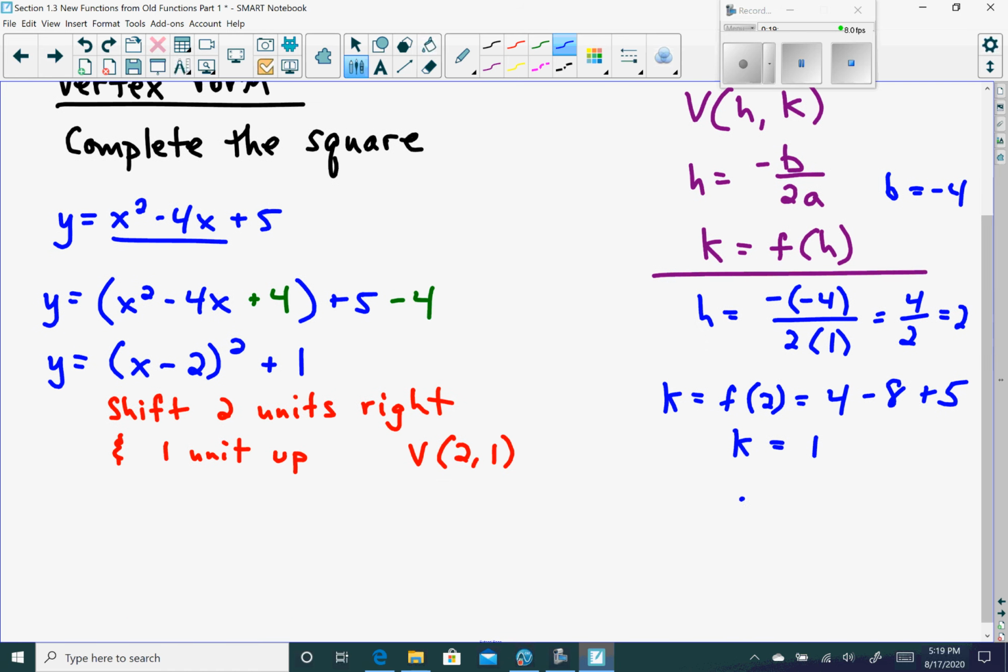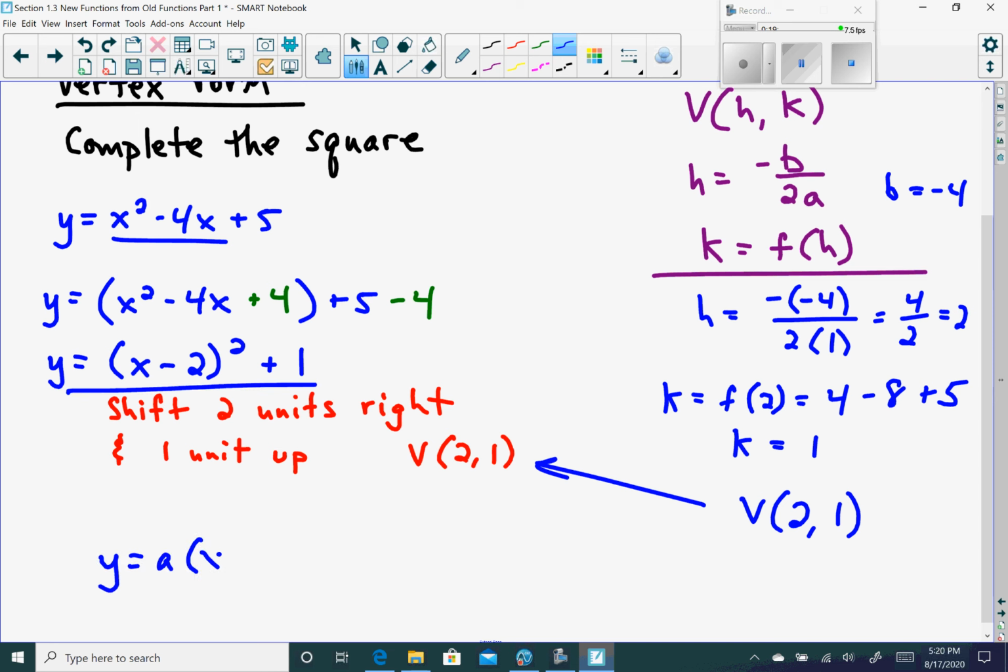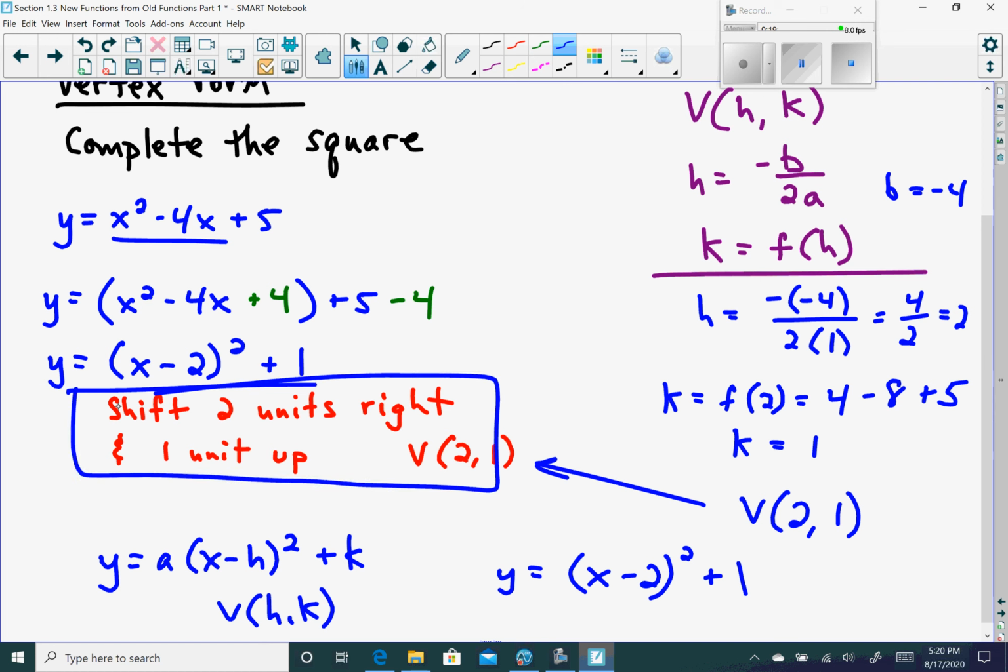So I get a vertex here of 2, 1, which matches. Or I could substitute it back into the vertex form. Vertex form is just y equals a times x minus h squared plus k. So again, the vertex comes from h, k. So plugging this in, if I had to work backwards, I would say y is equal, again, a is 1, then I would have x minus h, which is 2, so x minus 2 squared, plus my k value, which is plus 1. So this still takes us back to our answer here. We are shifting 2 units to the right and 1 unit up from the original graph.